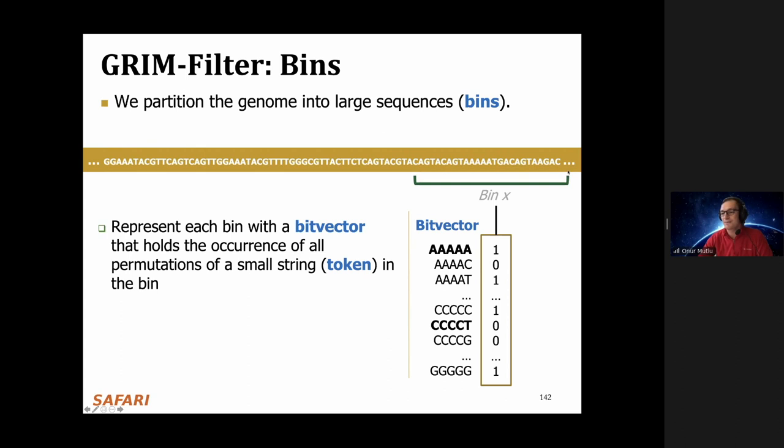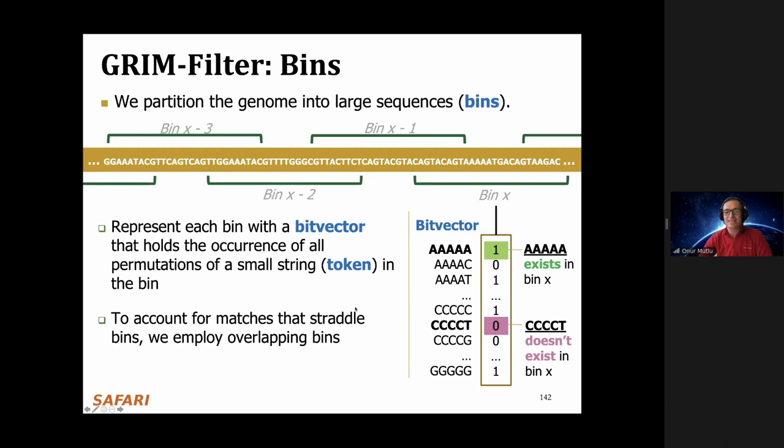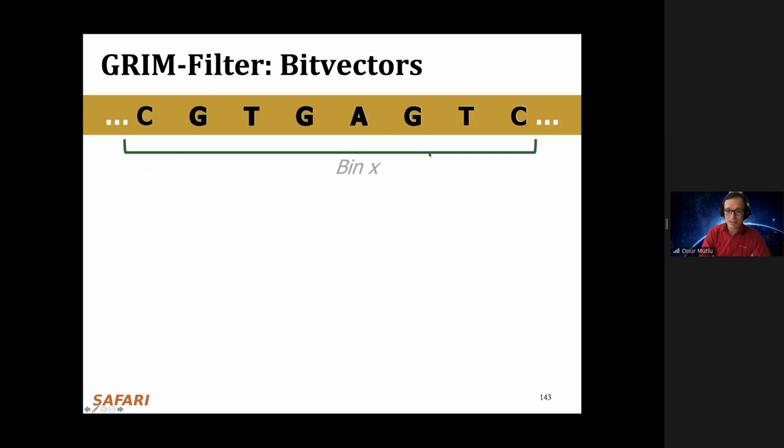So this basically says that a substring of five A's exists in this bin. AAC doesn't exist, AAT exists, dot, dot, dot. And then you have a bit vector. And to account for the matches that straddle the bins, we employ overlapping bins. That needs to be done clearly if you want to be accurate. And a read now always falls completely within a single bin if you do that. And then we basically generate these bit vectors.